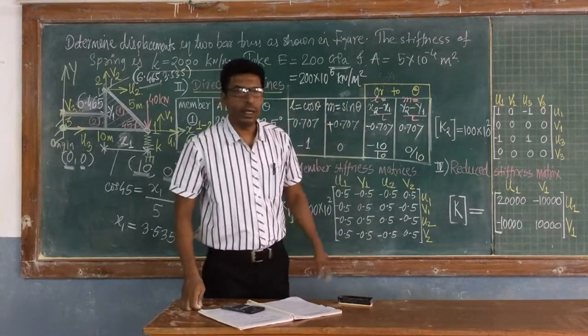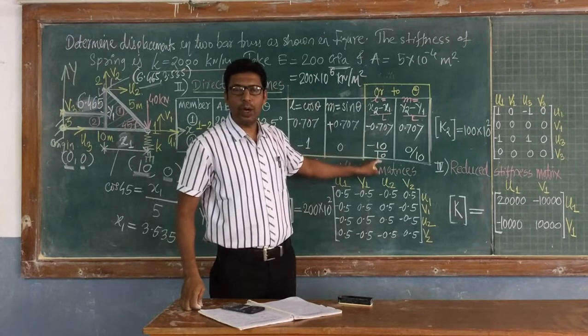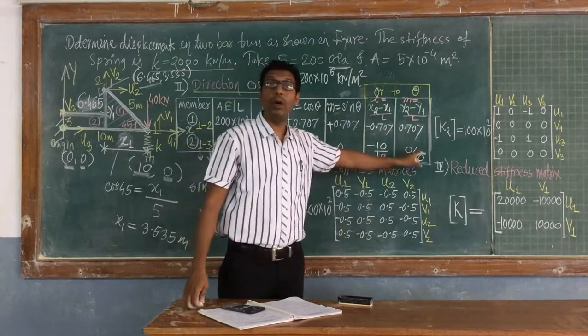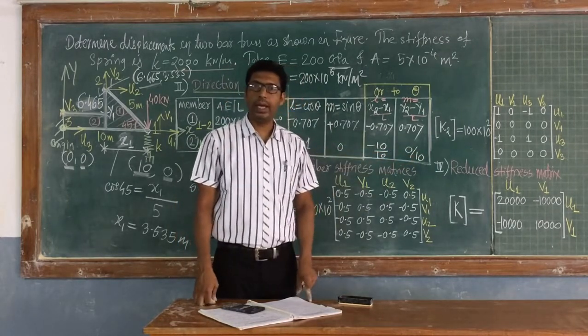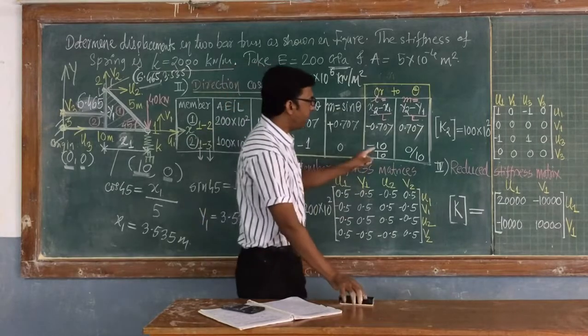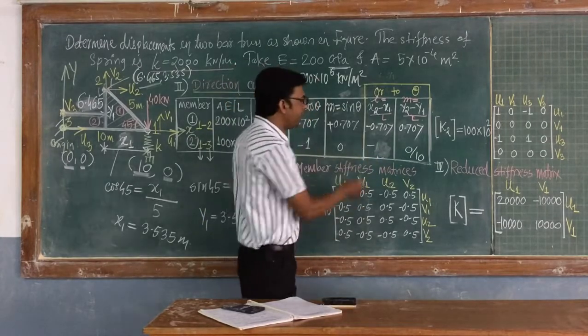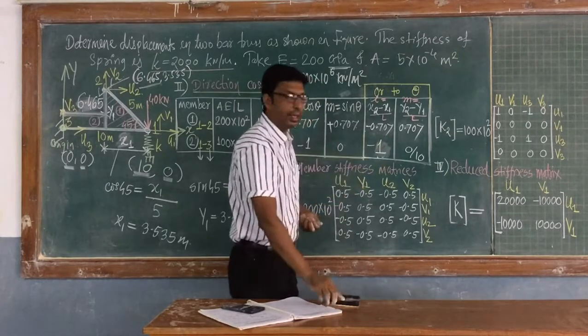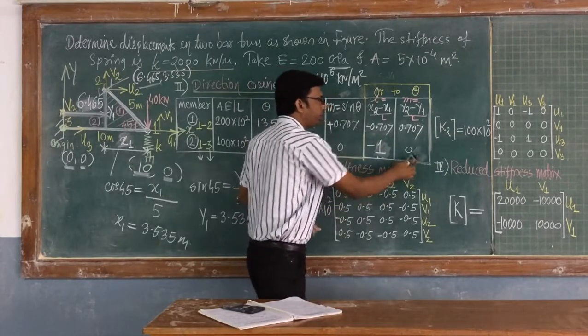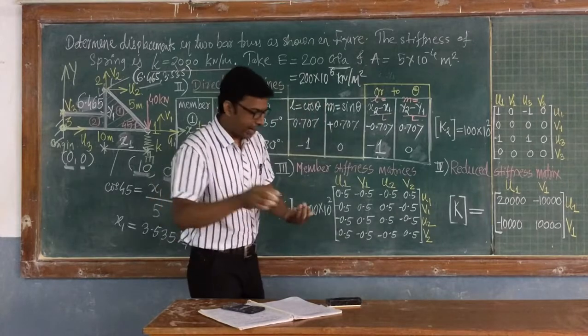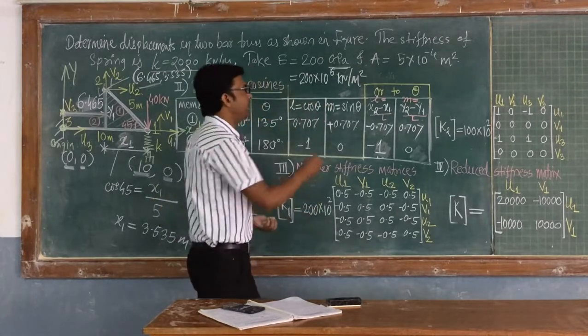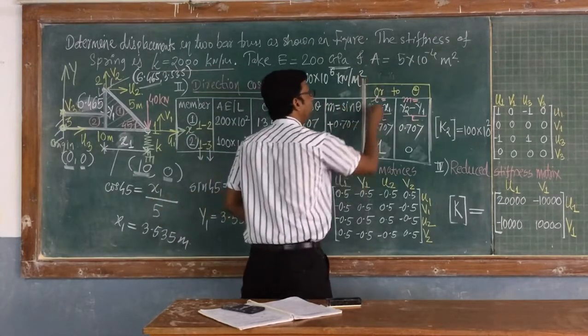Length is L. So x2 minus x1 upon L and y2 minus y1 upon L. Okay. So what is the final answer? This is minus 1. Minus 1. And this is 0. So understand now. This is the alternate method.